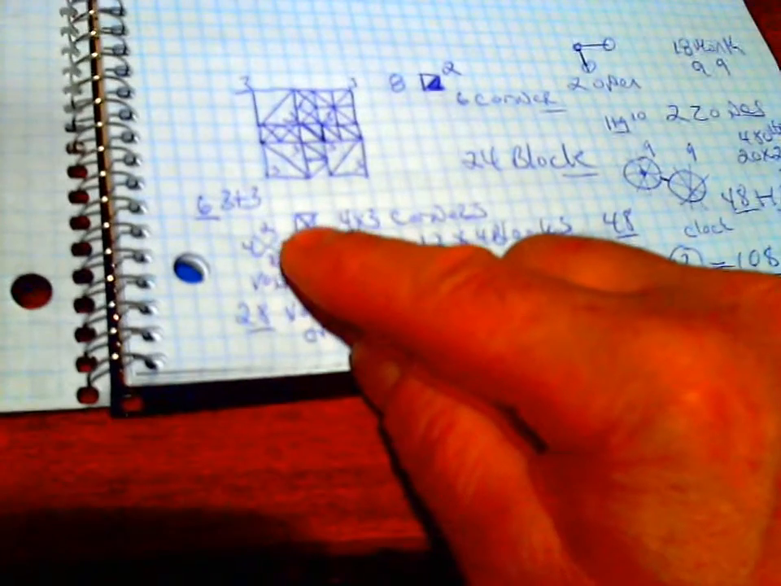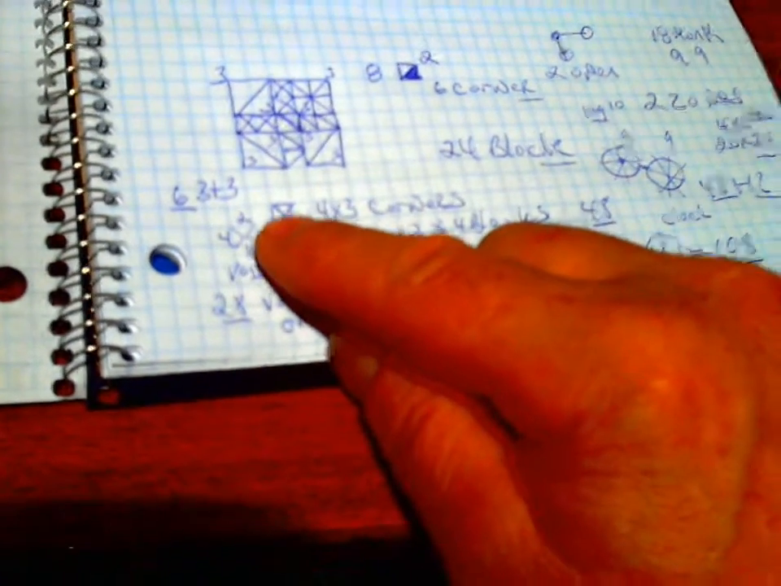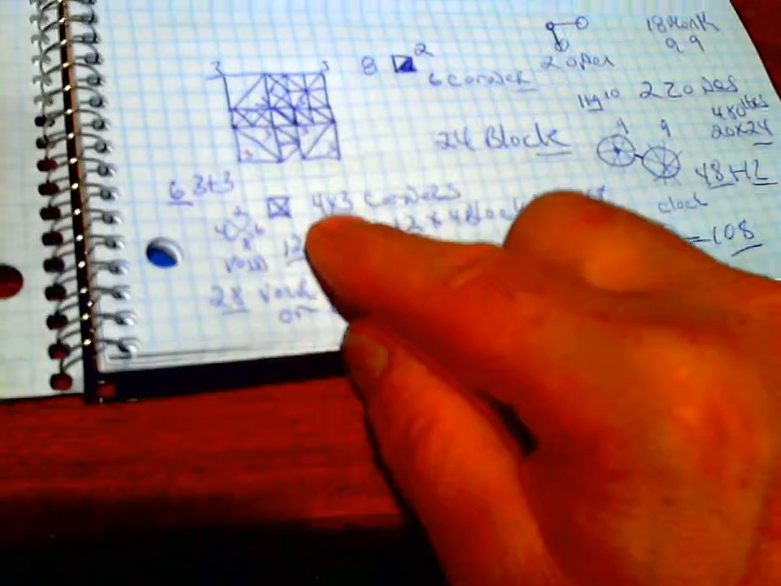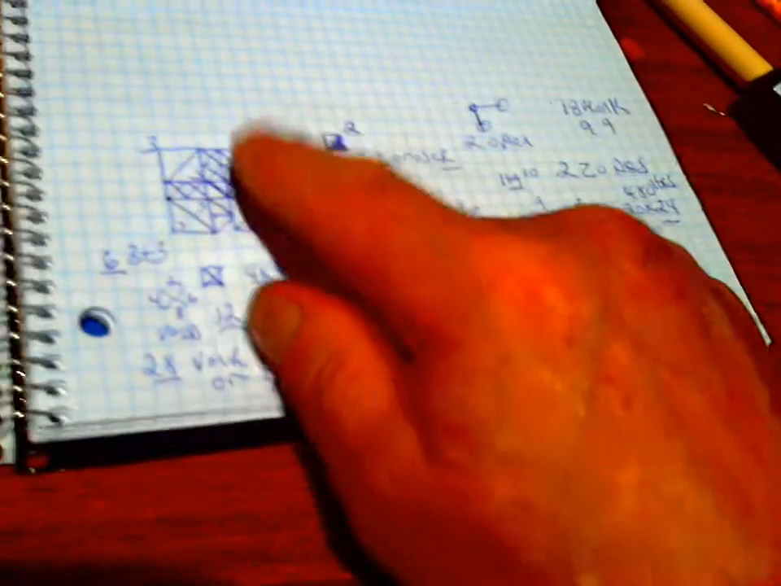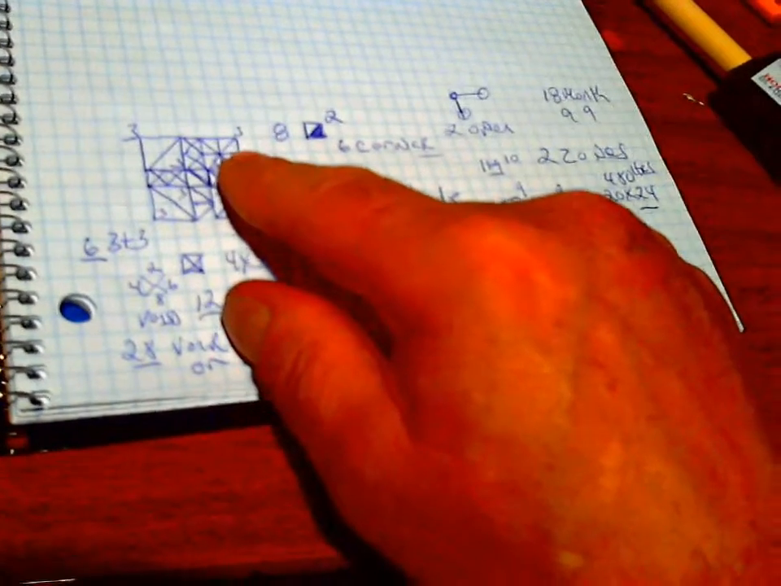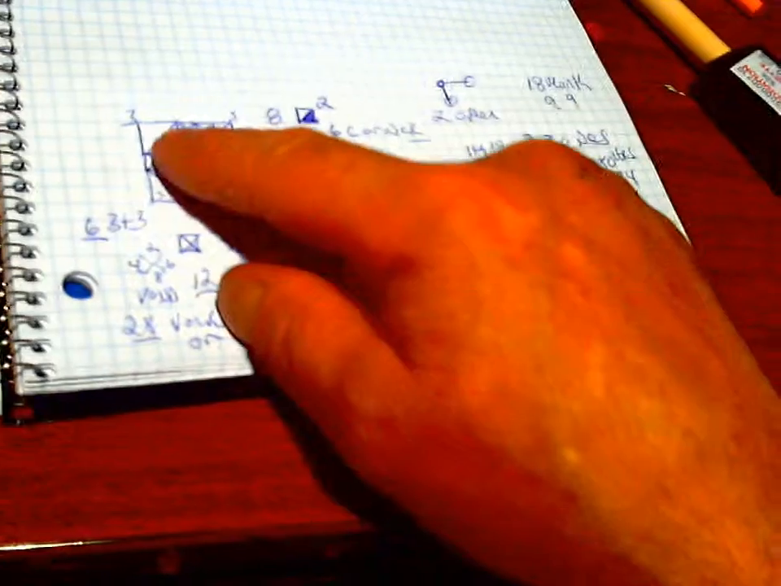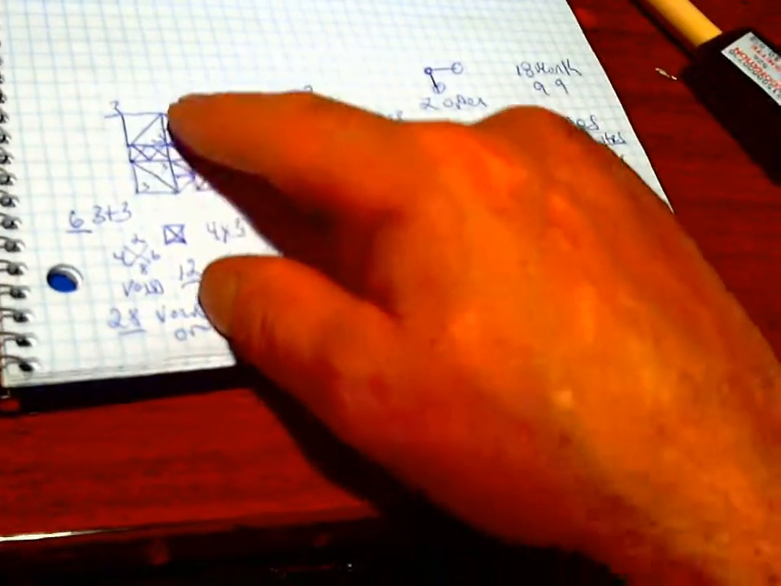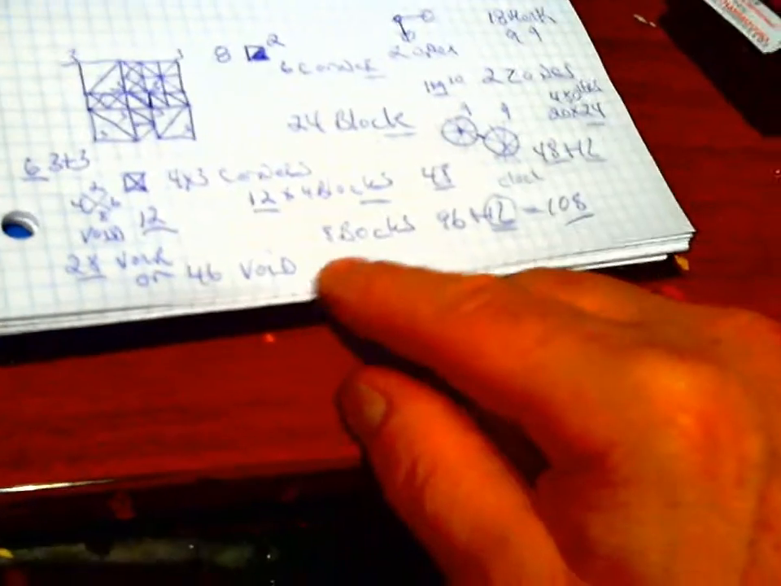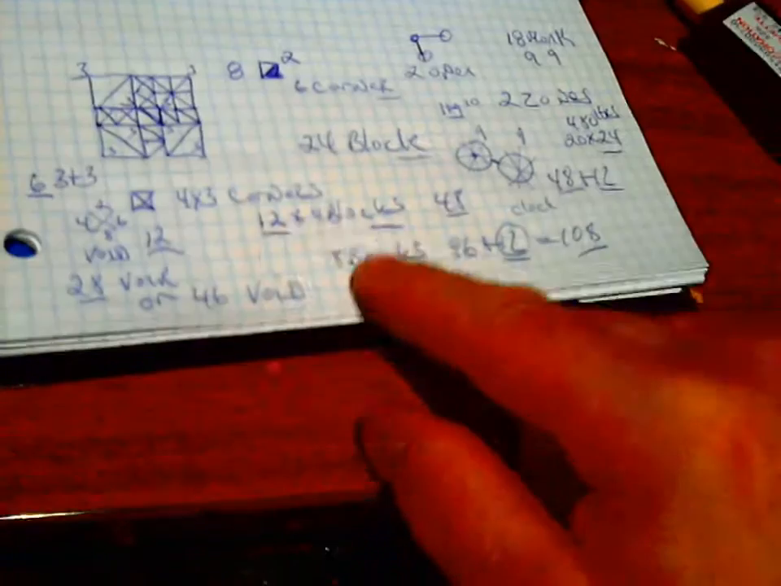3 corners on each one of these equals 3, 6, 9, 12. 4 by 3 is 12. 12 times a 4 block. There's a 4 block here, and a 4 block here, and a 4 block here, and a 4 block here. You need 1, 2, 3, 4, 5, 6, 7, 8, 9 4 blocks for 360.